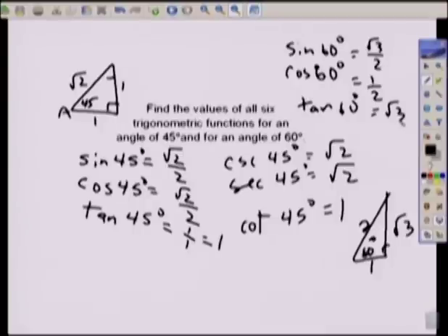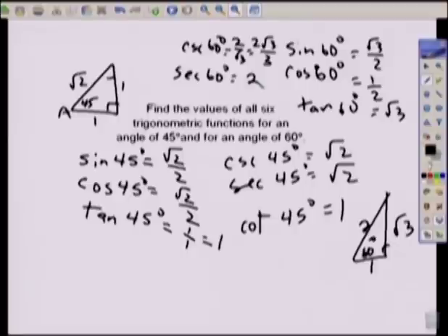And then the reciprocal relationships here, cosecant of 60 would be 2 divided by the square root of 3, which is 2 roots of 3 over 3. Secant of 60 is 2 over 1, which is 2. And cotangent is 1 divided by root 3, which is root 3 over 3.